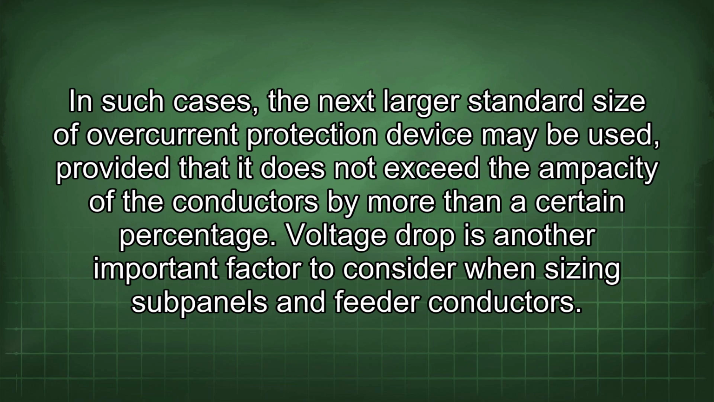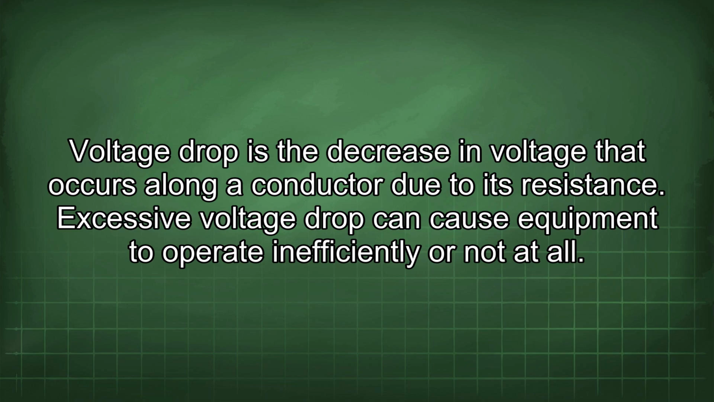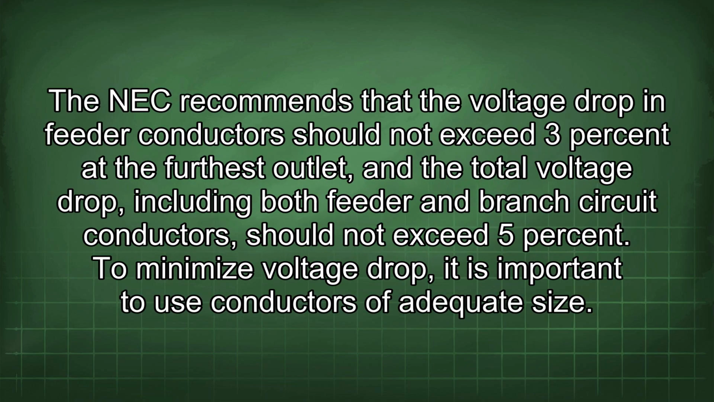Voltage drop is another important factor to consider when sizing subpanels and feeder conductors. Voltage drop is the decrease in voltage that occurs along a conductor due to its resistance. Excessive voltage drop can cause equipment to operate inefficiently or not at all. The NEC recommends that the voltage drop in feeder conductors should not exceed 3% at the furthest outlet, and the total voltage drop, including both feeder and branch circuit conductors, should not exceed 5%.